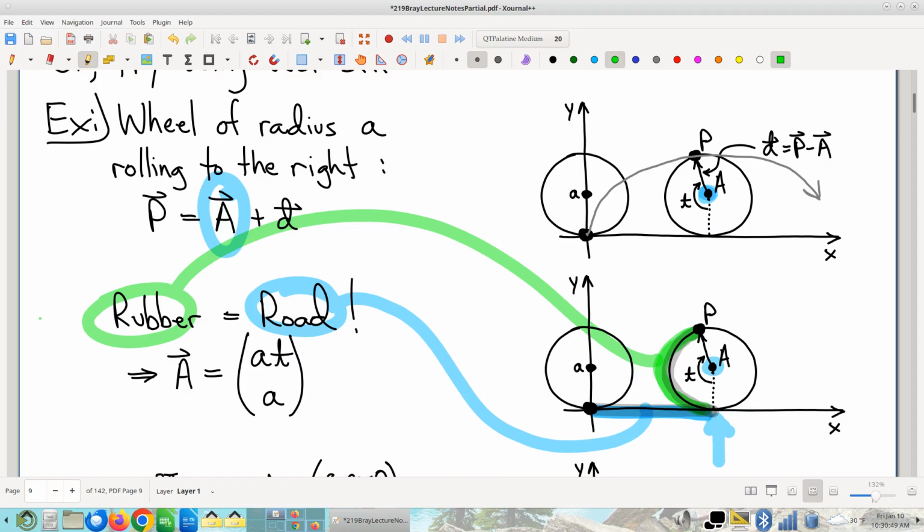Okay, so rubber equals road. And good news, the rubber is actually easy to understand. That's the arc of a circle. And so it's just a matter of remembering that old formula from high school geometry class.